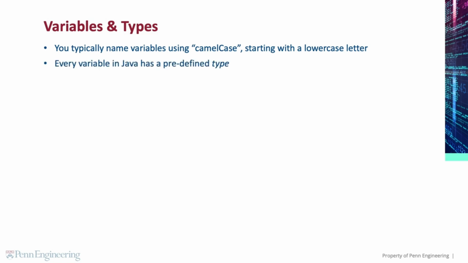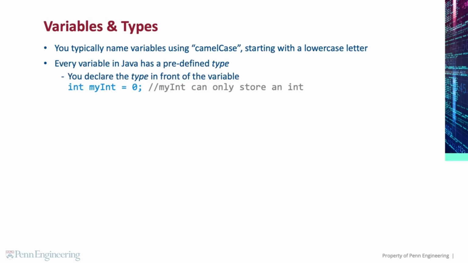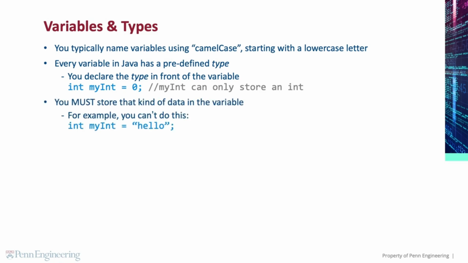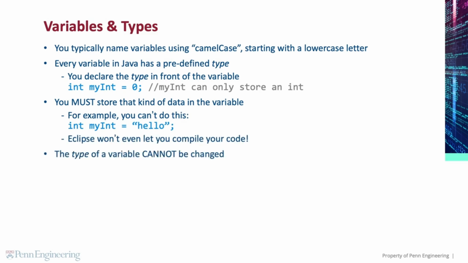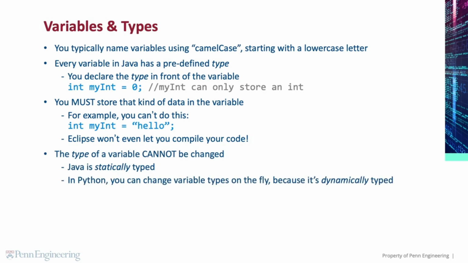Every variable in Java has a predefined type, and you declare the type in front of the variable. Here, my int can only store an int. You must store that kind of data in the variable. For example, you can't do this and try to store a string in a variable defined as an int. Eclipse won't even let you compile your code. The type of a variable cannot be changed. This is because Java is statically typed. In Python, you can change variable types on the fly because it's dynamically typed.